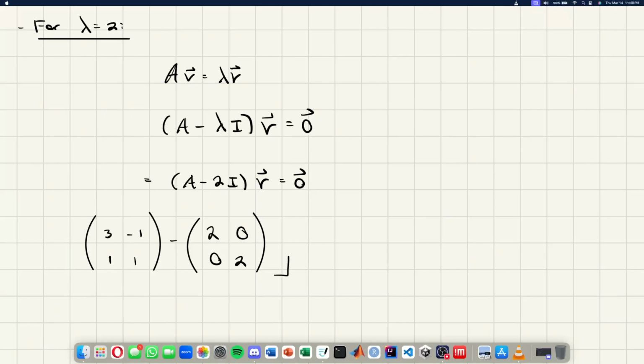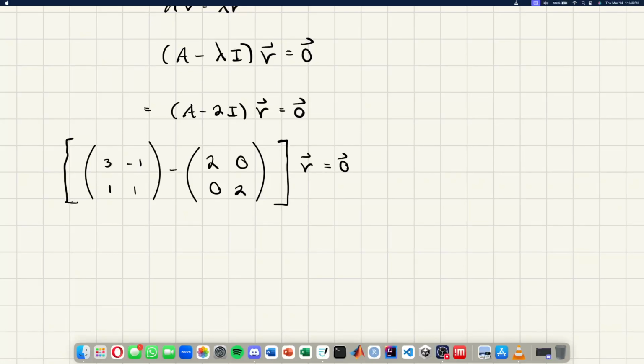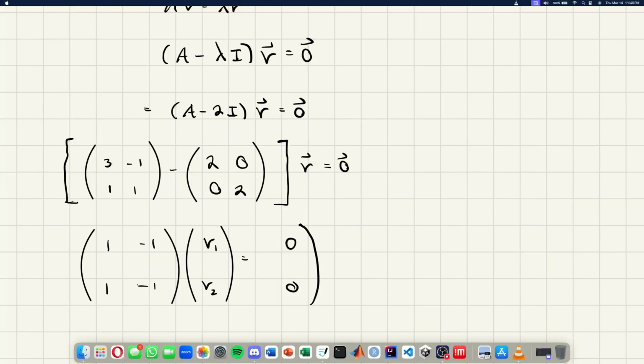And then I'm just going to put brackets here, and our vector V, and the 0 vector. So let's subtract this. We get 3 minus 2 is 1, -1 minus 0 is -1, 1 minus 0, -1. And I'm going to expand this vector into a clearer notation. I'm going to write it in its column form, so it's going to have components V1 and V2. And our 0 vector, I'll also do that. It's just going to be a vector whose components are all 0.